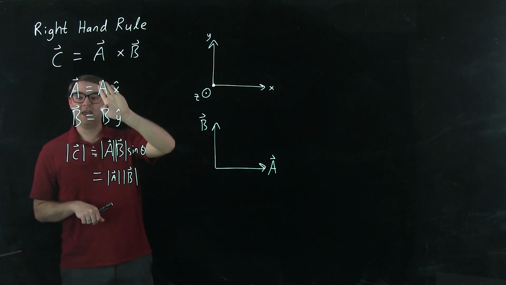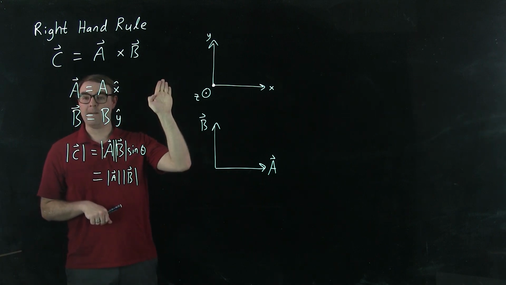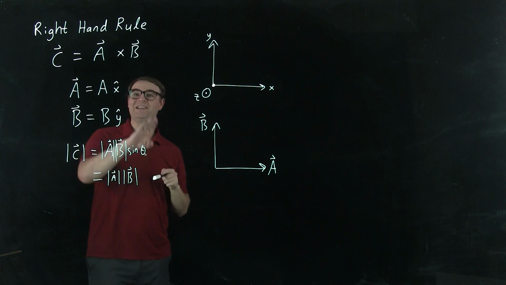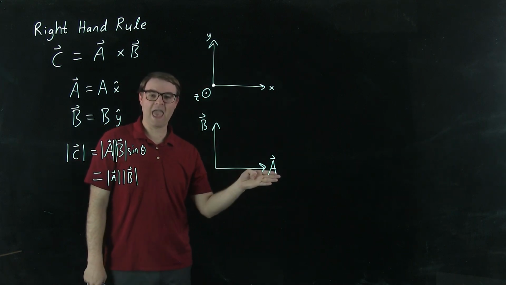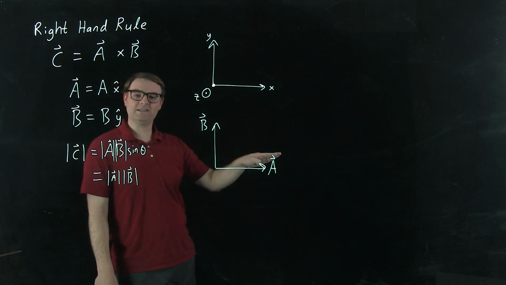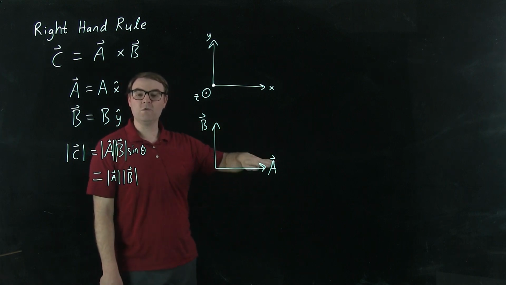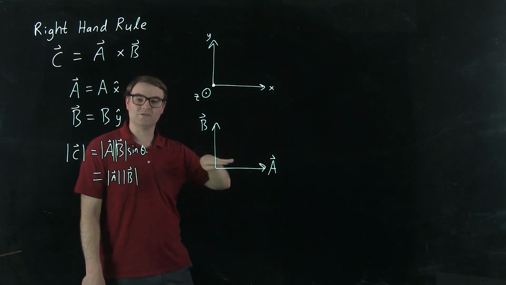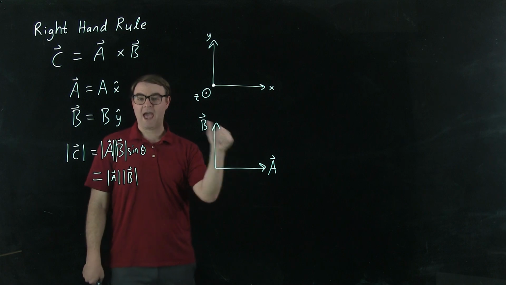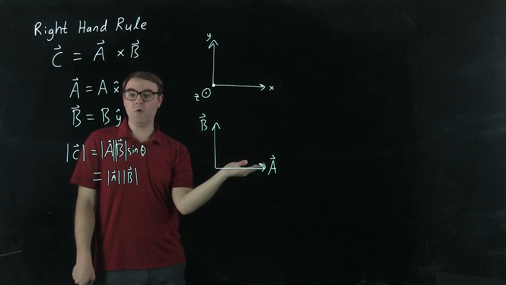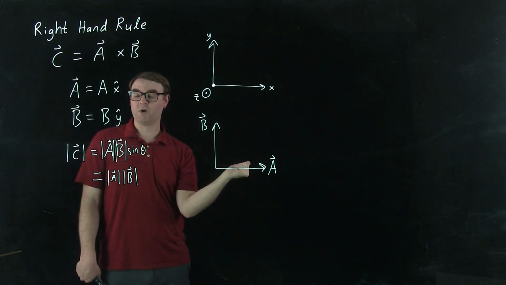And then you take your fingers and curl them in the direction of the second vector, right? So here I'm going to put my fingers in the direction of A. Now there's lots of ways that I can do that, but there's only one way I can put my fingers in the direction of A and then curl them in the direction of B. When I do that, my thumb will point in the direction of the cross product.